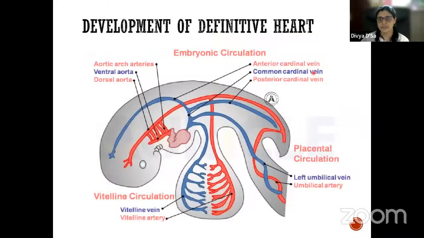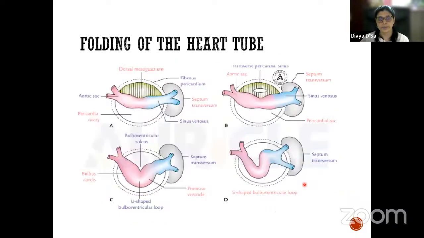Tonic circulation is by the common cardinal veins, and here the blood initially is brought by the vitelline veins, and placental circulation, this side. So this will be the circulatory part.